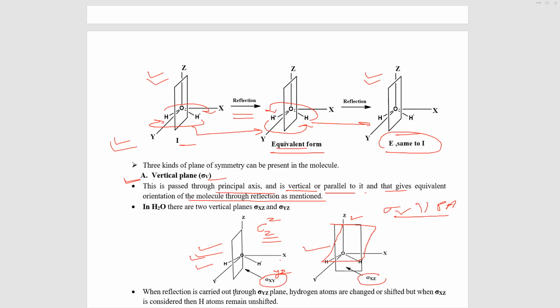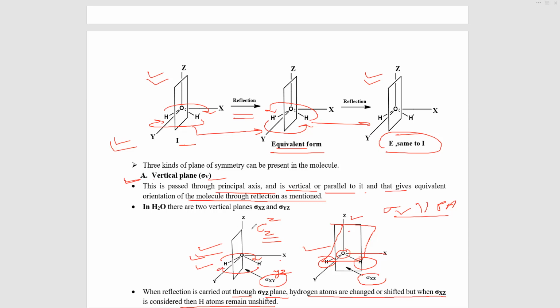When reflection is carried out through the yz plane, sigma yz, the hydrogen atoms are shifted, but if sigma xz is considered, then the hydrogen remains unshifted. Suppose we are considering this plane, x and z. It will be bisected, and it will also be bisected. But these hydrogens will not be shifted. But in the case of the yz plane, the hydrogens are shifted opposite to each other.